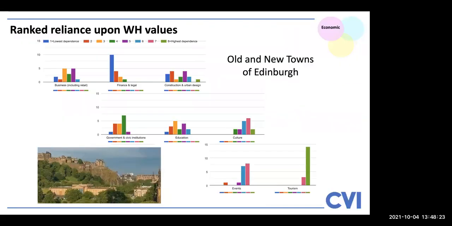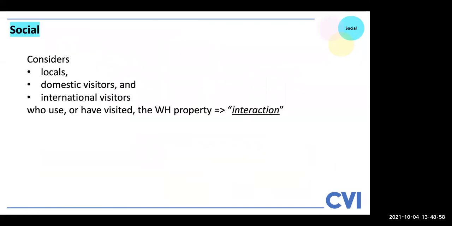For Edinburgh, there were 8 different economic sectors that were selected, and you can see in these charts, some of which you've already seen, the range of reliance upon the World Heritage values. Tourism and events down the bottom end here, having the highest reliance, coming back to finance and legal business types not having a very high dependence upon the World Heritage values. And so this was an assessment made by a variety of workshop participants.